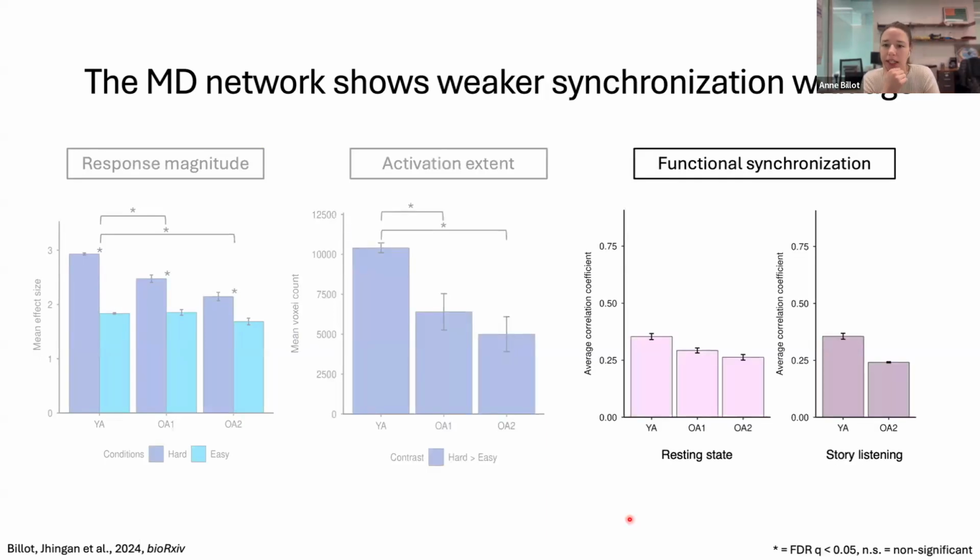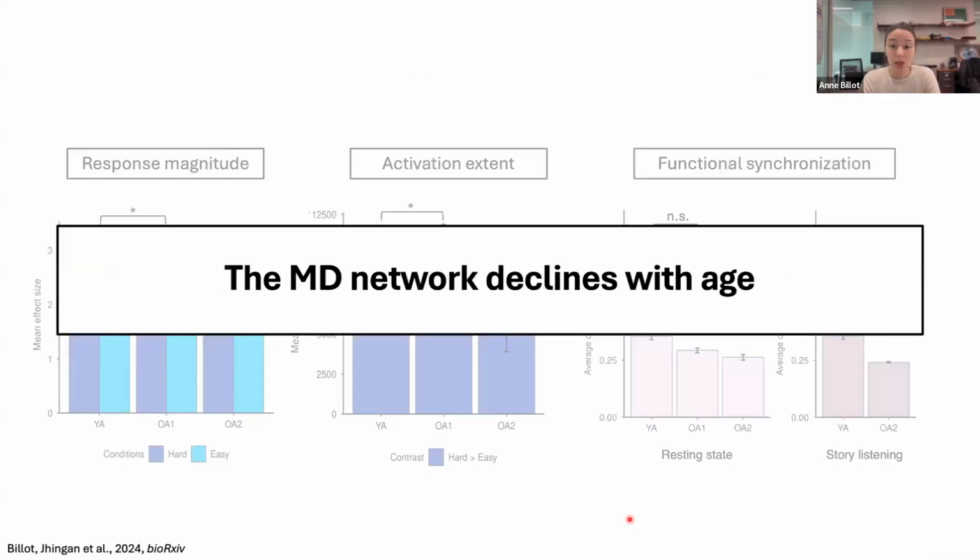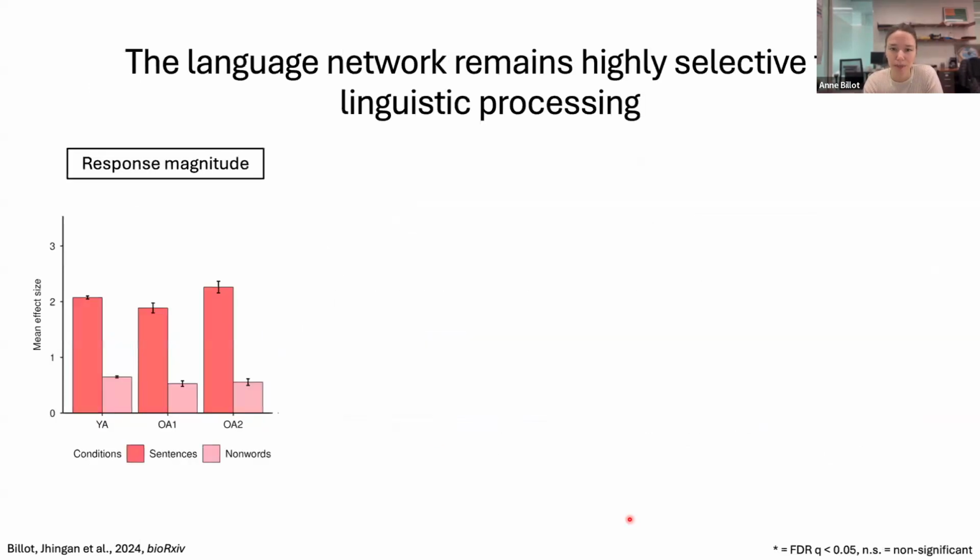And finally, when we look at synchronization between regions during naturalistic paradigms, we found that the multiple domain network showed weaker synchronization with age, both at rest and when people were listening to a short story. However, this result was only significant in one cohort of older adults. All right, so together these results show that the MD network seems to exhibit age-related decline across different measures of activity and connectivity. And this aligns with what we see in behavior across studies, because many studies have shown that older adults show a decline in executive functions.